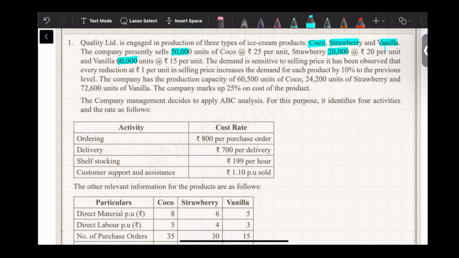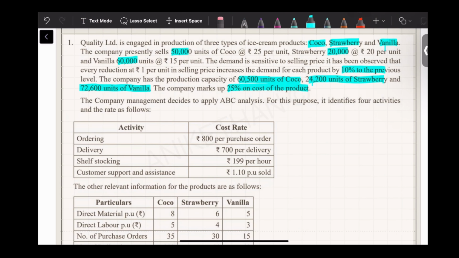The demand is sensitive to selling price. So if you reduce 1 rupee in selling price, the demand will increase by 10% to previous level. The company has production capacity of 60,500 units of cocoa, 24,200 units of strawberry and 72,600 units of vanilla. Company marks up 25% on cost of the product. That means cost plus 25% margin is equal to sales.